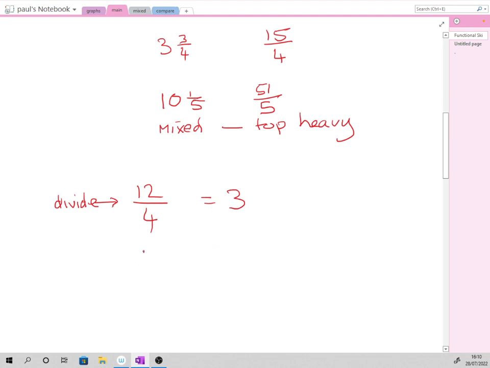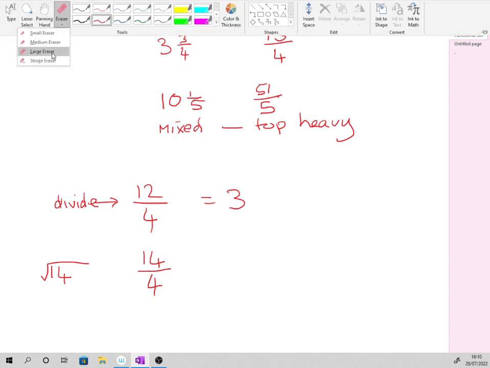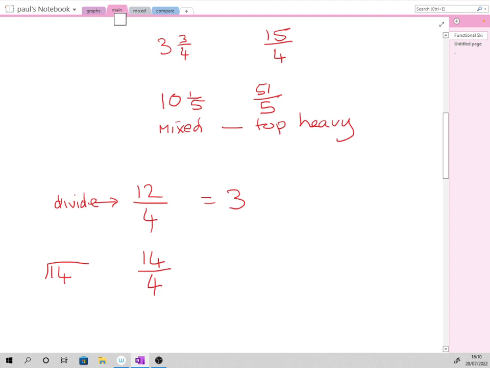Right, now let's do 14 over 4. What do we do with this one? So this is 14 divided by 4. So in case you can't do this, you might want to do it this way.